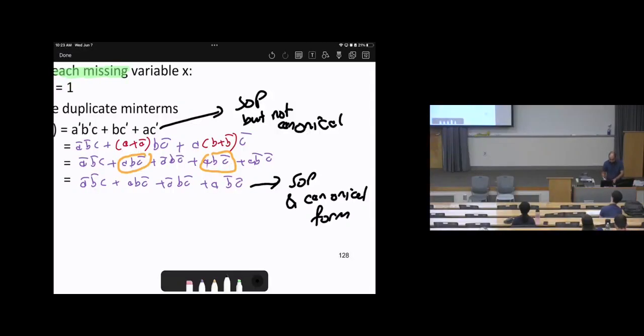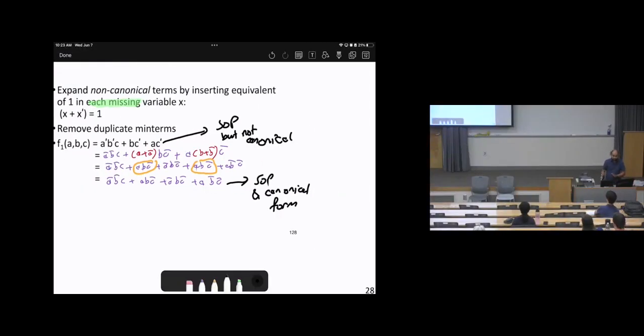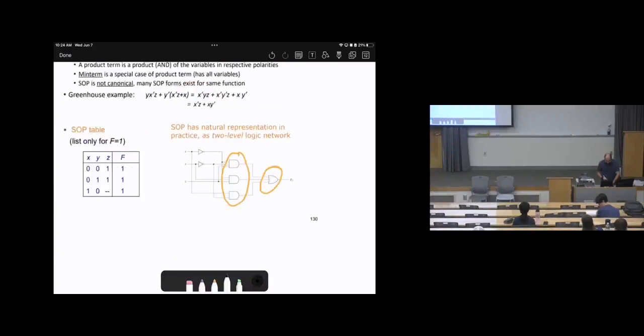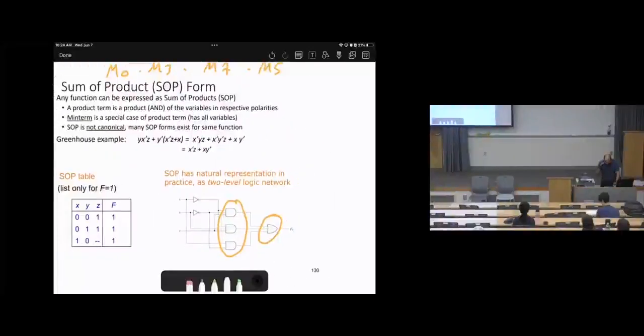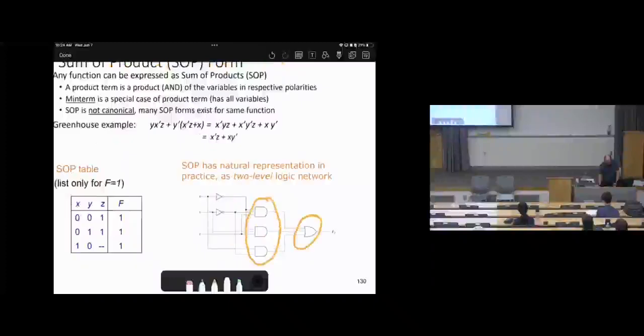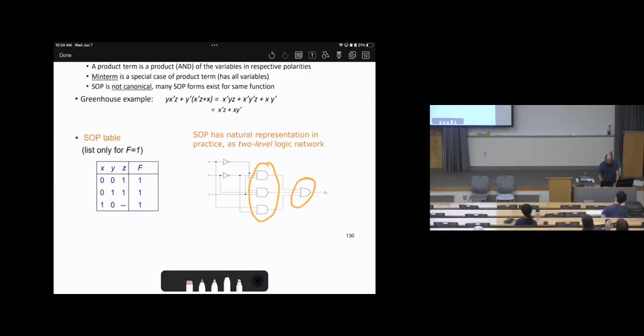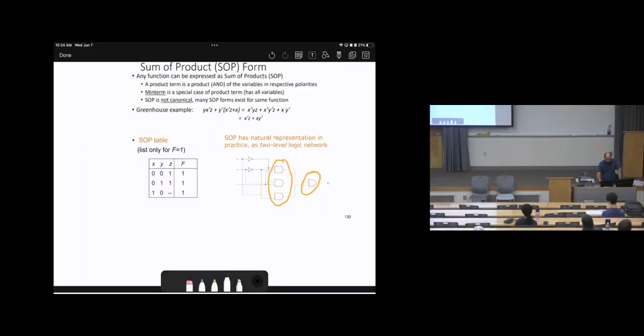Sometimes the canonical form might include a larger number of gates or larger complexity than the non-canonical. This is the drawback of it, even though we're making it standard and unique. So when we plot a function, for example, x prime z plus x y bar, we can make it using the non-canonical form, which is the sum of products. It will still be the same AND-OR, but it's not in the canonical form. It's not as simple.